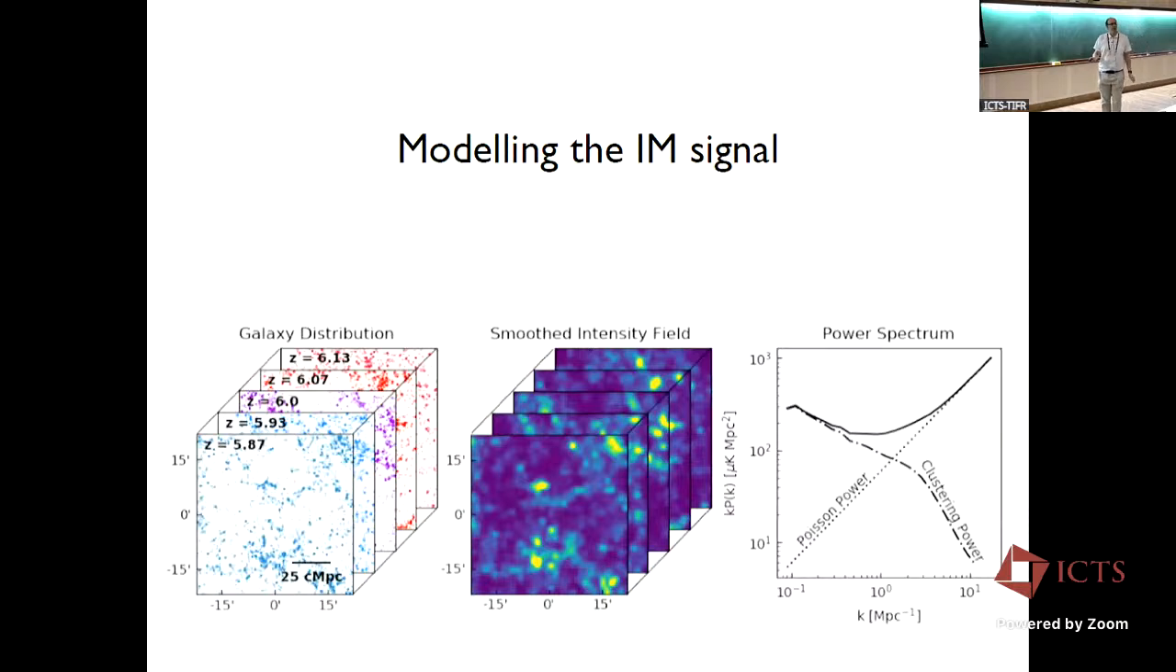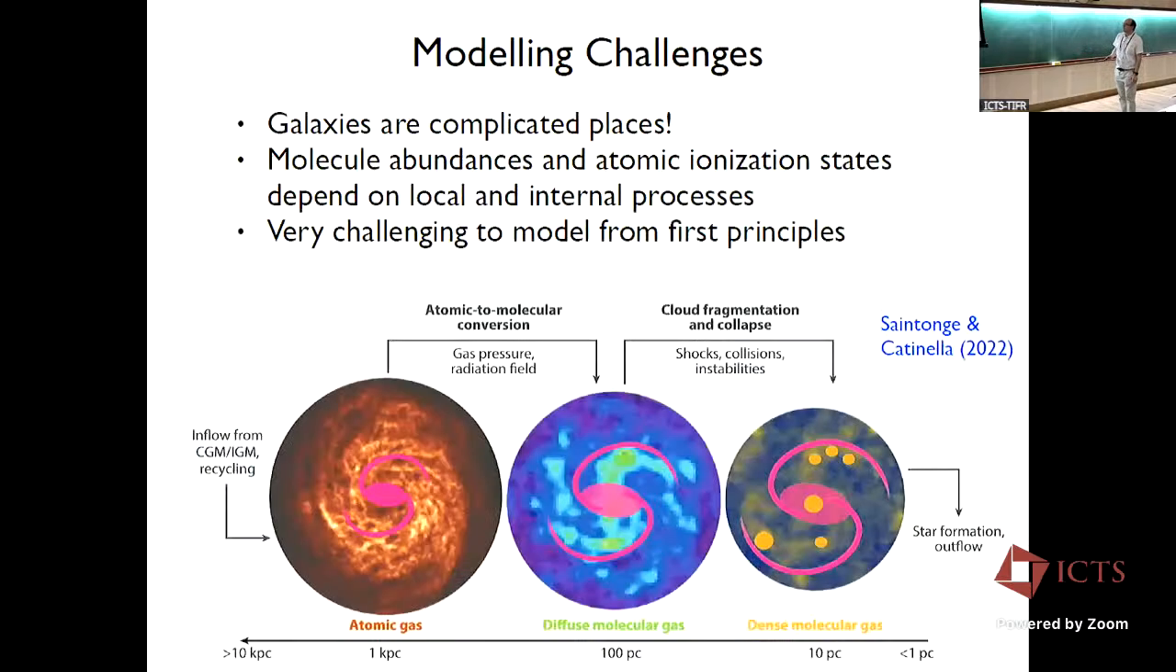Okay, so we've worked out there's a bunch of different lines that we could look at, and now we need to understand a little bit how we can model a signal. So we want to go from some kind of galaxy distribution to some kind of intensity field to some kind of power spectrum that we can then try to observe. So this isn't easy. It's great that I followed Mark's talk because he talked a lot about all of the messy physics that goes into individual galaxies.